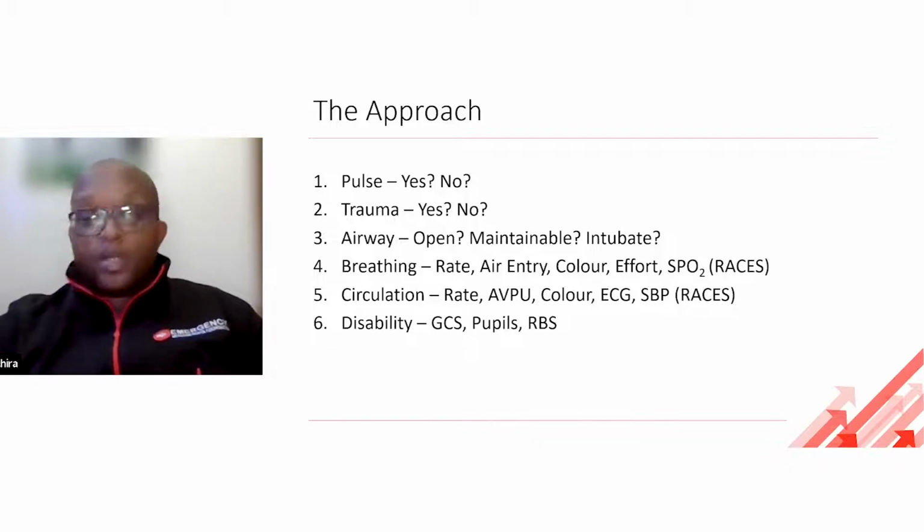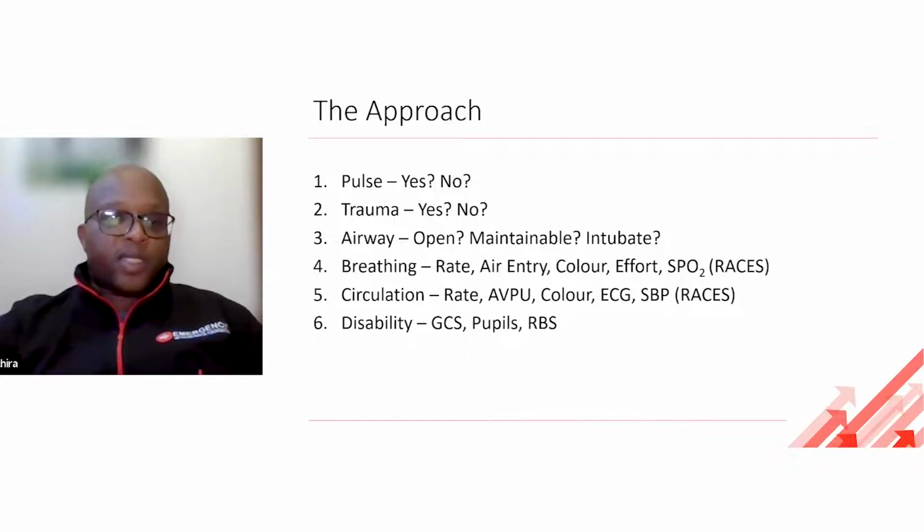So this is a simple 6-step process I use on any single patient coming in through the ED. Is there a pulse, yes or no? Is there trauma involved, yes or no? Good, so then we know where we're starting from. Airway: are they talking to me? That's fine, they're open, they're maintaining it, I don't need to intubate them. What's their breathing? Are they breathing too fast? When I auscultate, what's the air entry? Are they getting cyanosed from poor breathing?